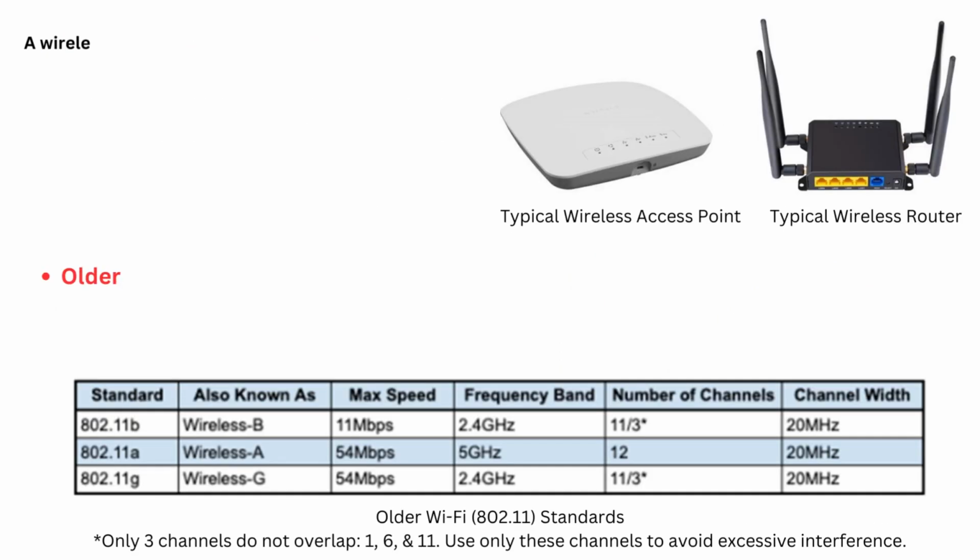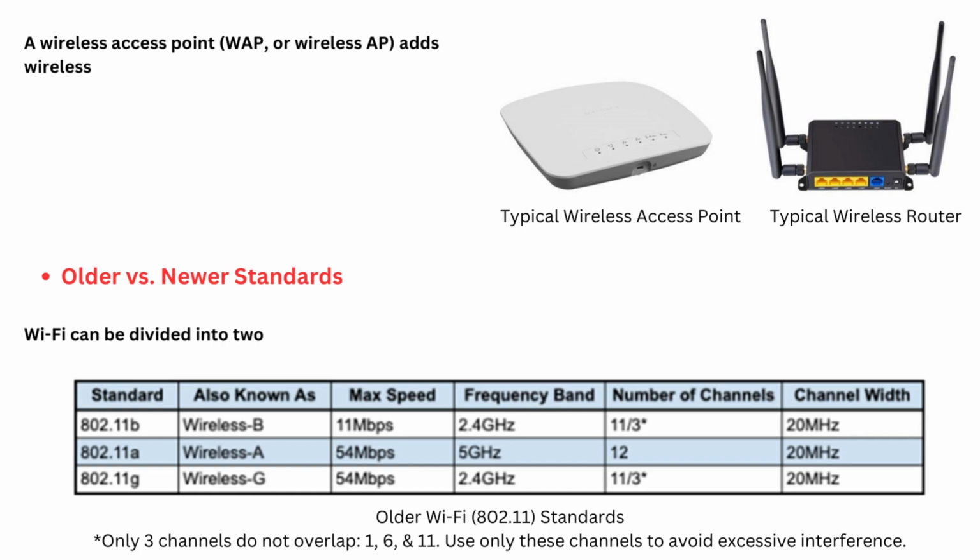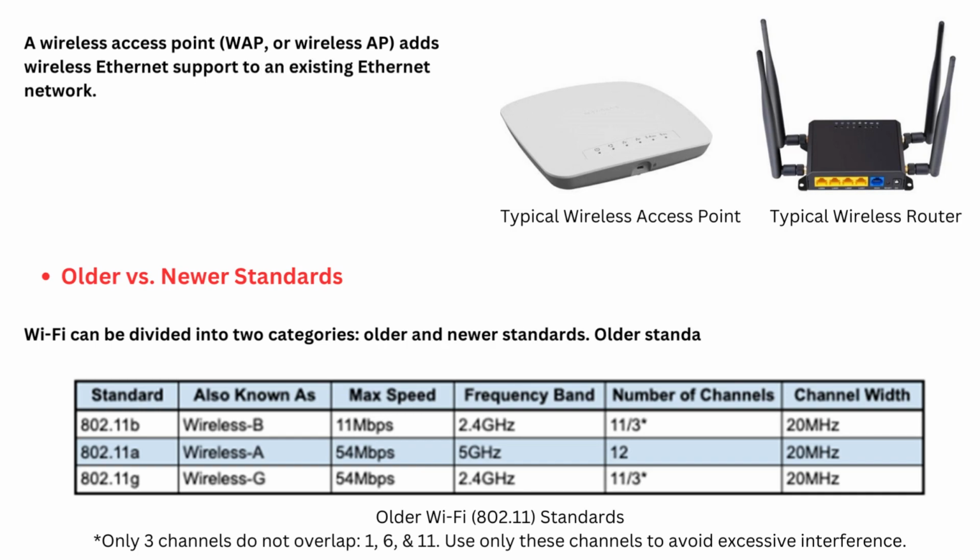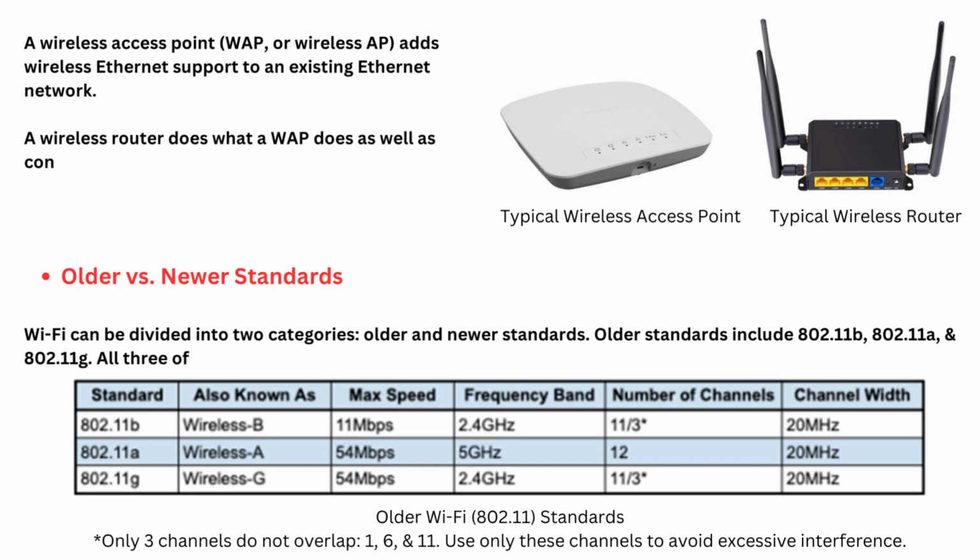A wireless access point, WAP, or wireless AP, adds wireless Ethernet support to an existing Ethernet network. A wireless router does what a WAP does as well as connects to a broadband modem for internet access. Most wireless routers also include an Ethernet switch, so you can connect both wireless and wired network devices to the internet. Older versus newer standards.